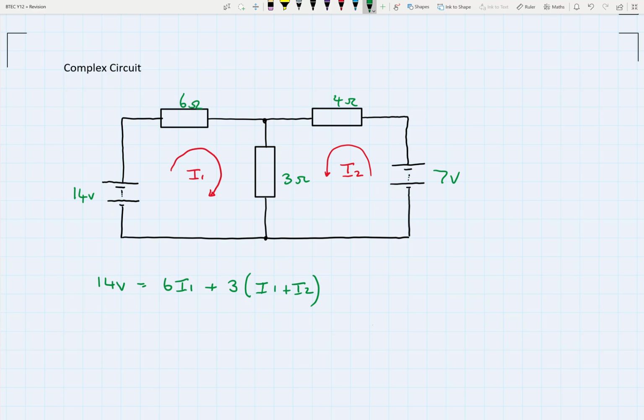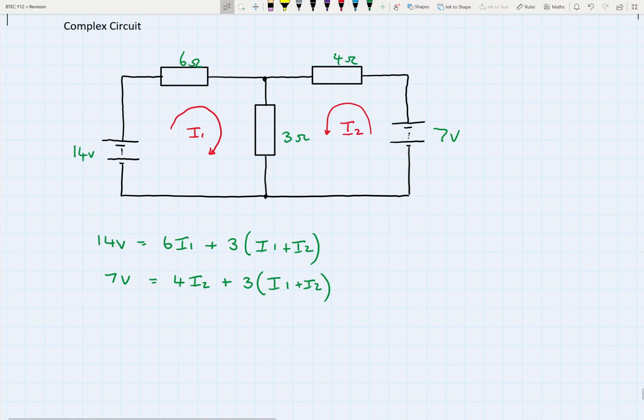We do exactly the same thing for the second loop. The second loop consists of 7 volts going through a 4 ohm resistor, so 4 ohms times I2 would give the voltage across that resistor. And then again it would be exactly the same thing: the voltage across that 3 ohm resistor is the combination of both I1 and I2. So therefore we've got our two loops.